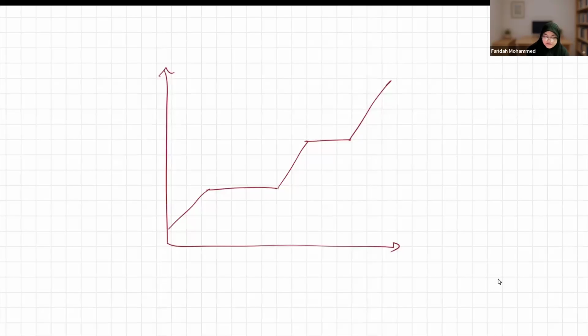So for this graph, this is your heating curve. This is your solid, liquid, gas. And then this is your what? Melting. The other word for melting is fusion.